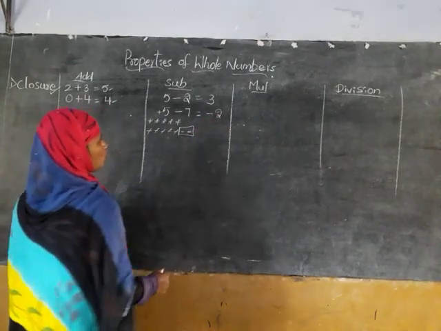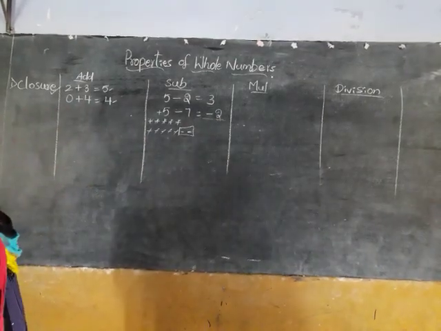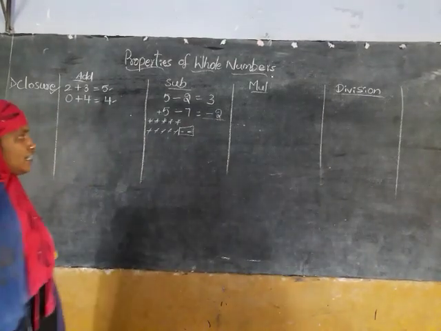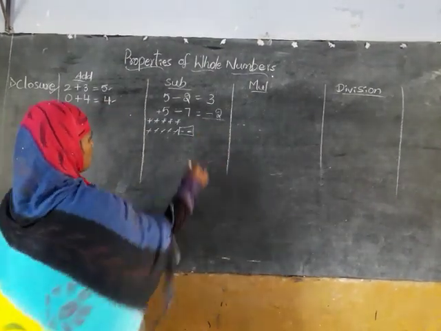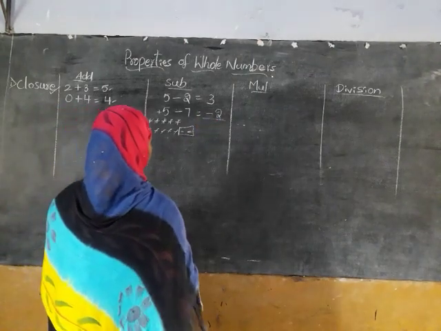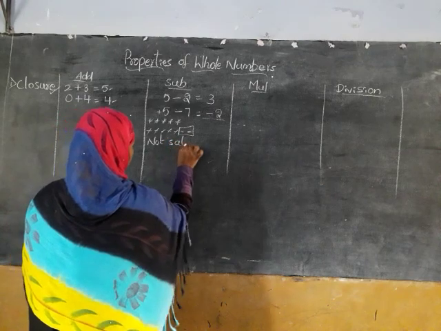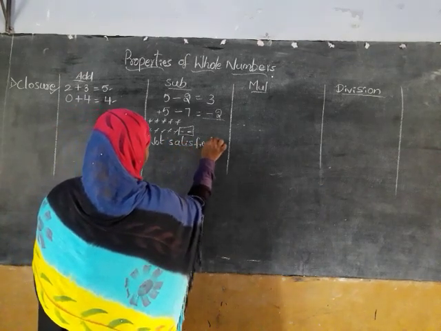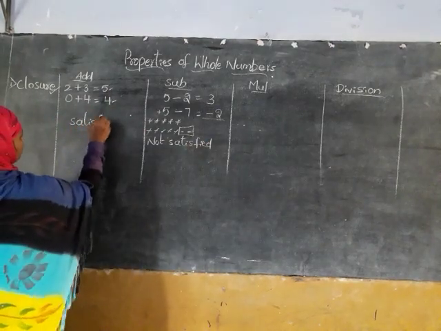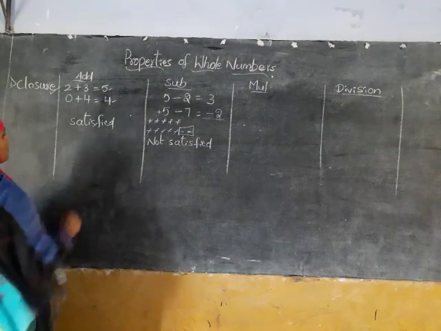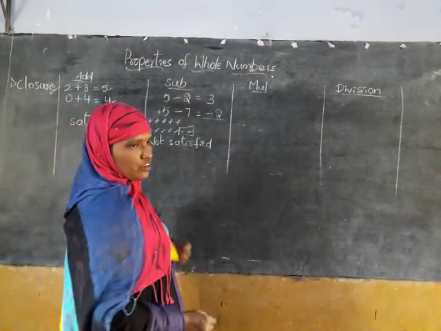Minus 2. Is this number a whole number? No, not at all. We do not have negative numbers in the whole number set. So from this we can say that closure property is not satisfied under subtraction. Closure property is satisfied under addition, but not satisfied under subtraction.